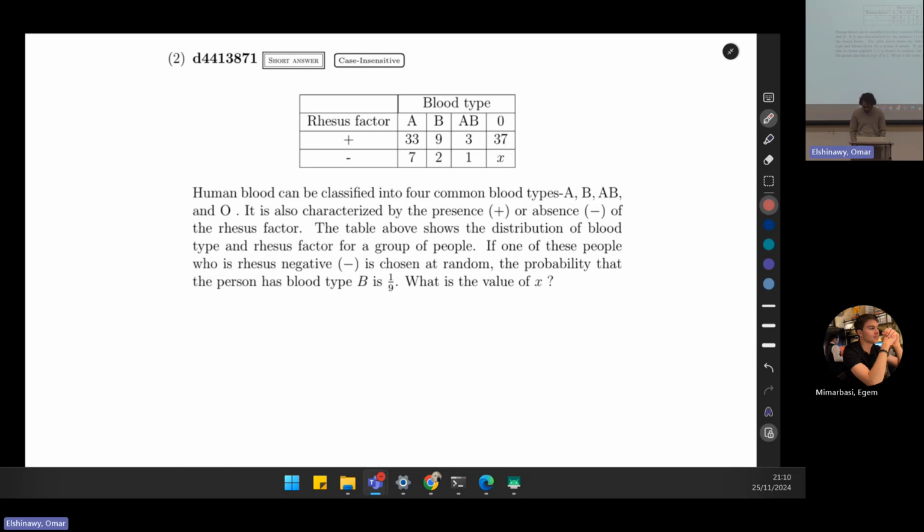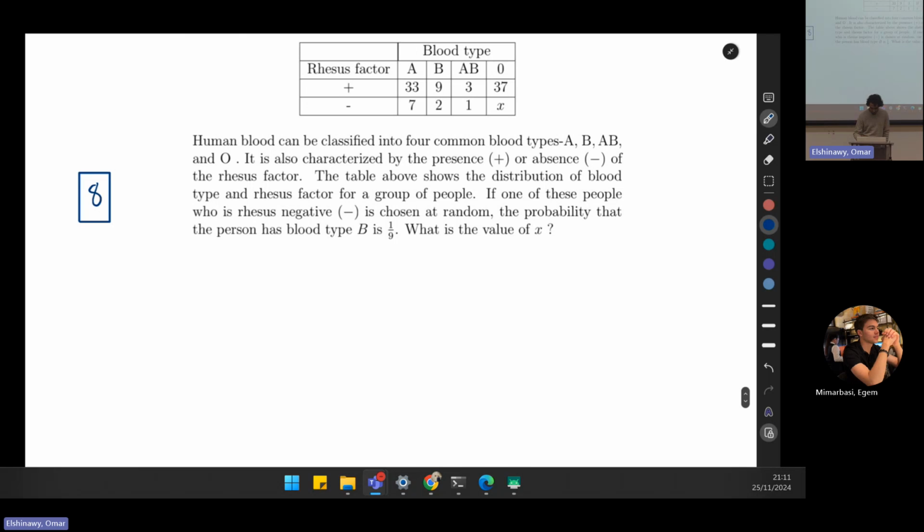I'll actually wait until somebody has this answer. That was fast. I think it's 8. Like 8? The value of X. Interesting. Would you like to walk us through this?